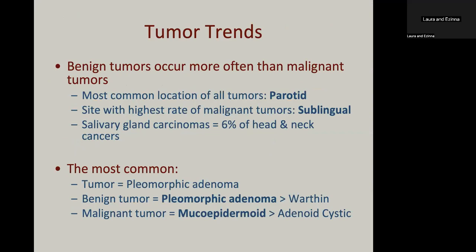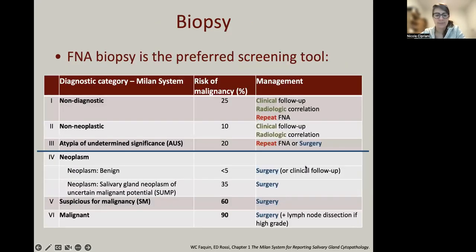Okay. All right. So tumors. So we know that benign tumors of salivary glands are much more common than malignant ones. Most commonly, we're dealing with the site being the parotid. Interestingly, the site with the highest rate of malignancies is sublingual. A little bit of epidemiology and trivia there. Of all head and neck cancers, salivary carcinomas are pretty rare, only about 6%. The most common tumor period is pleomorphic adenoma. The second most common benign tumor is Warthin. The most common malignant tumor is mucoepidermoid, followed by adenoid cystic, followed by acinic. But we'll go through all of them.